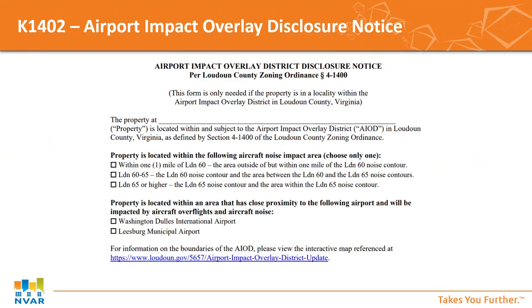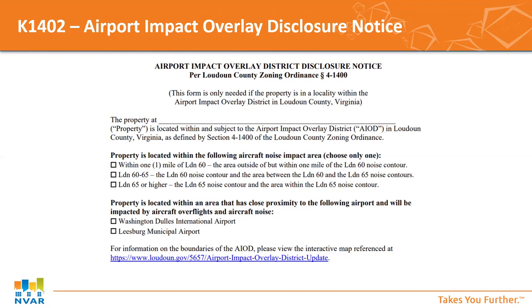The way the form looks, this is the entirety of the form essentially, besides the signatures at the bottom: you have a property that you're selling in Loudoun County. So you identify that property, and then you check one of two things, whether or not the property is located within the following noise impact area. You're going to find that out by going to this map and this link at the bottom. It's an interactive map, meaning that you can search your address and it'll pop up where in the AIOD it is. And you can move it around and see if other neighborhoods are affected as well.